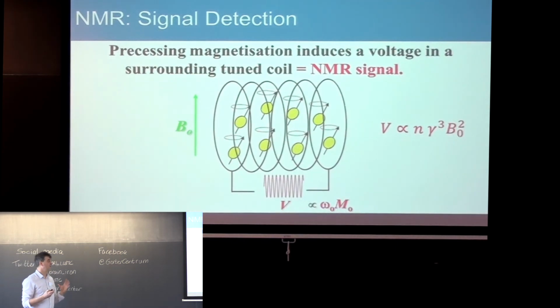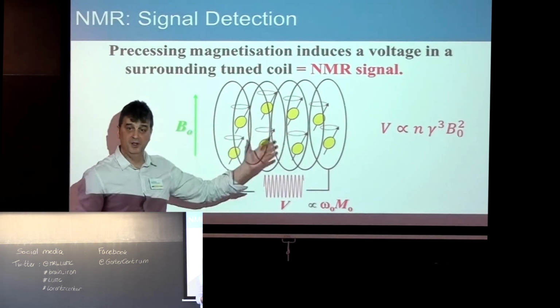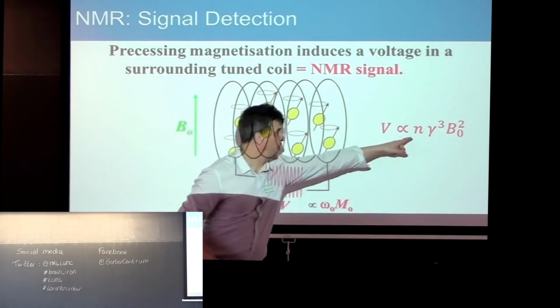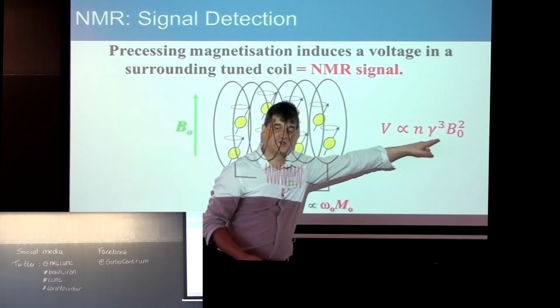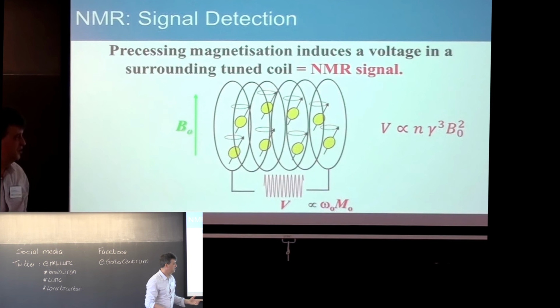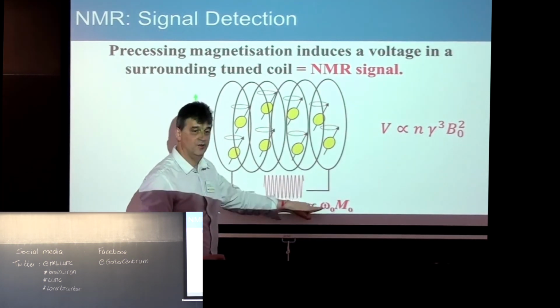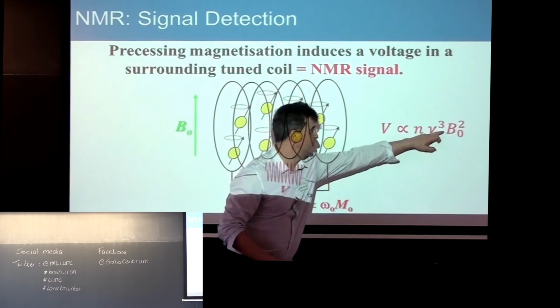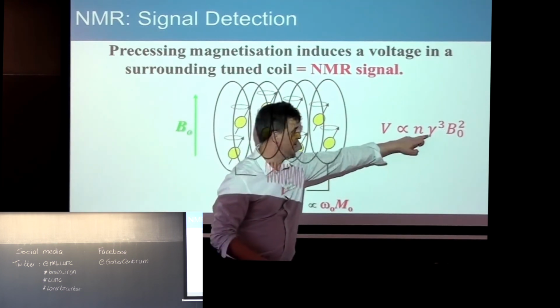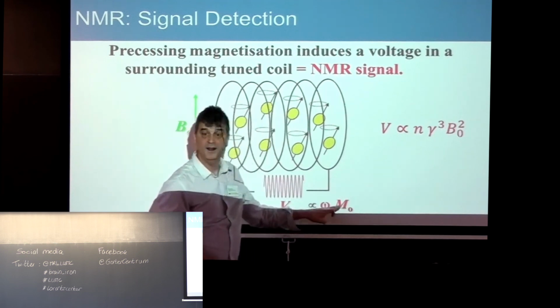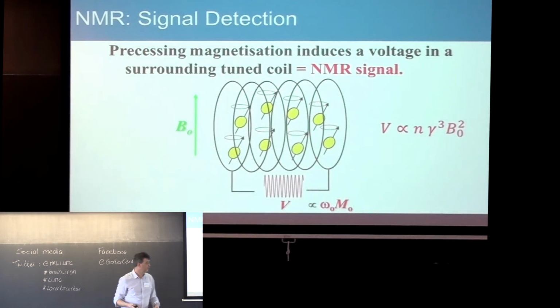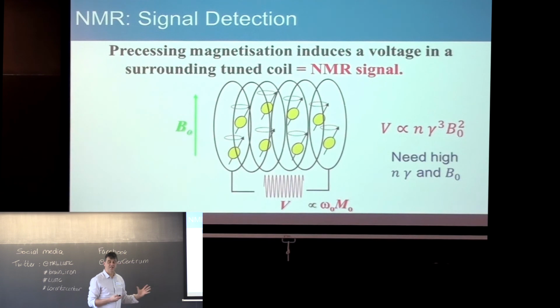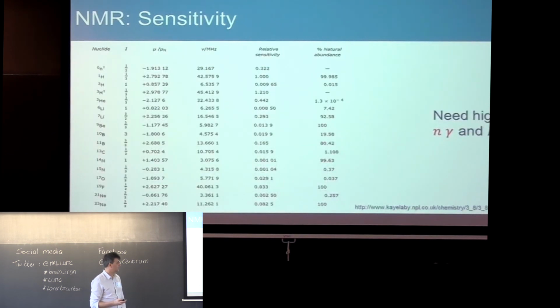In fact, the voltage you detect is proportional to the number of nuclei per unit volume, the cube of the magnetogyric ratio, and the square of the magnetic field. You get that because the magnetisation depends on the magnetogyric ratio and the field, and the rate of precession depends on the field and the magnetogyric ratio squared, and it also depends on how many nuclei you have per unit volume. So to get a strong signal, you want a high number of nuclei per unit volume, you want a big gamma, and you want a high magnetic field.